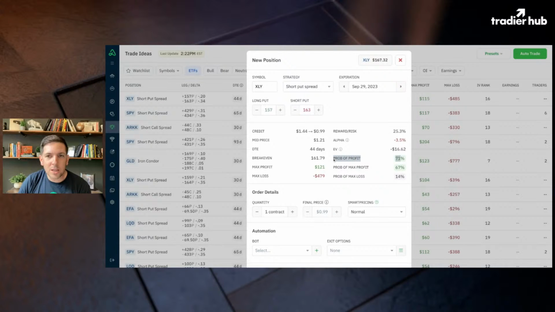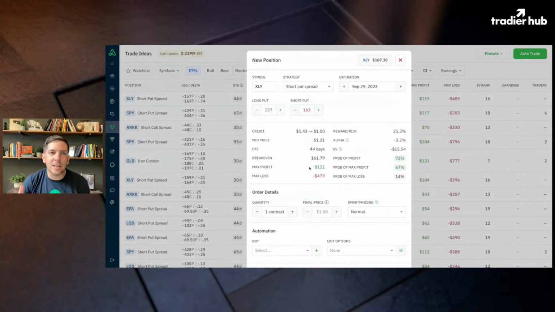But if you just look at the probability of profit here, you would look at this trade and say, hey, this is a really good trade. And from a probability of profit standpoint, yes, it's a high probability of profit trade. The probability of reaching max profit is 67%. That's really good too. The max profit, if we price the trade at 121, which is the current mid, is $122.